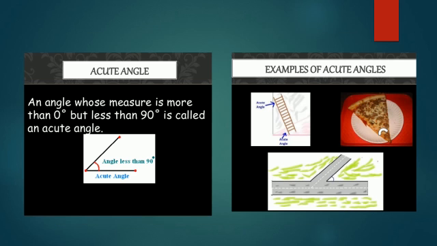Acute angle, an angle whose measure is more than 0 degree but less than 90 degree is an acute angle. 0 to 90 degree we call as acute angle. You can see some examples of acute angles, ladder, pizza and then road.